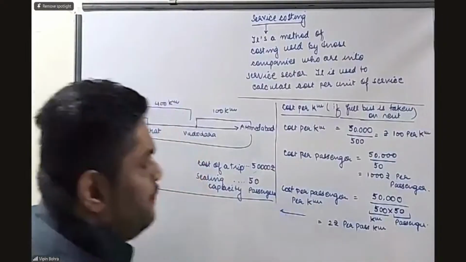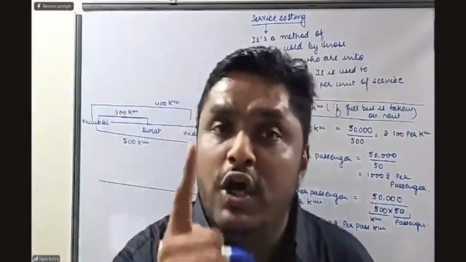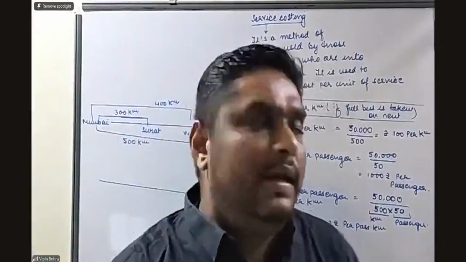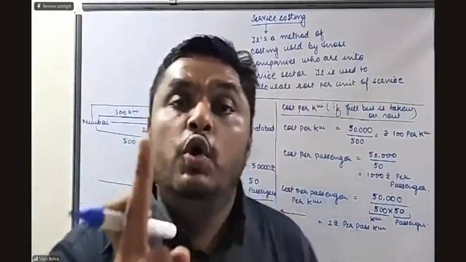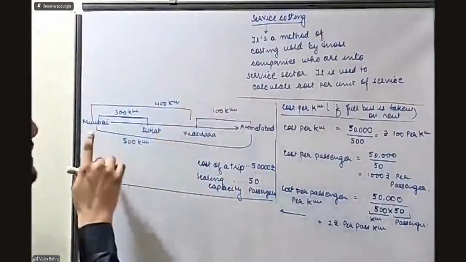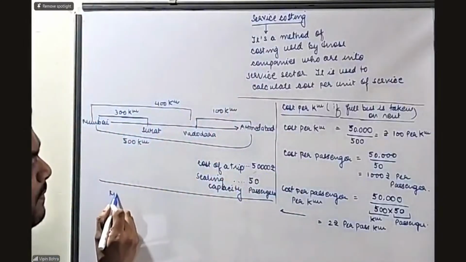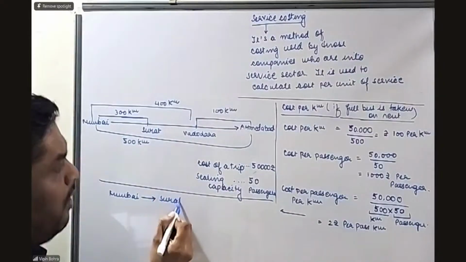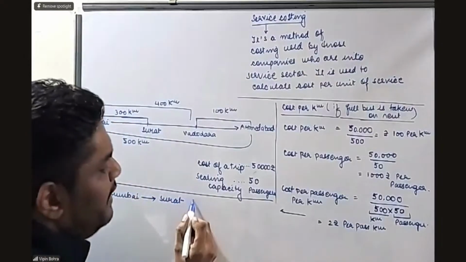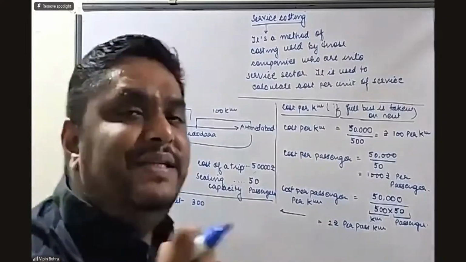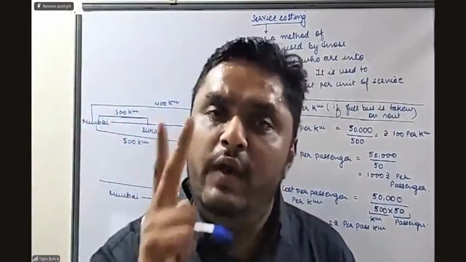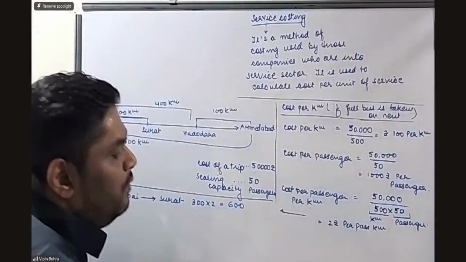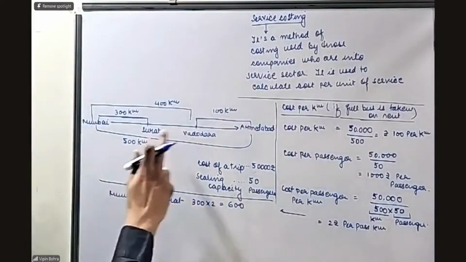Continuing from here. So let's say we have got the cost per passenger per kilometer. That means if one passenger travels 1 kilometer, how much will be charged? ₹2. So if a particular passenger is traveling from Mumbai to Surat, how much is the distance traveled? 300 kilometers. How much will be charged from every passenger for every kilometer? ₹2. So the cost will be how much? 600.